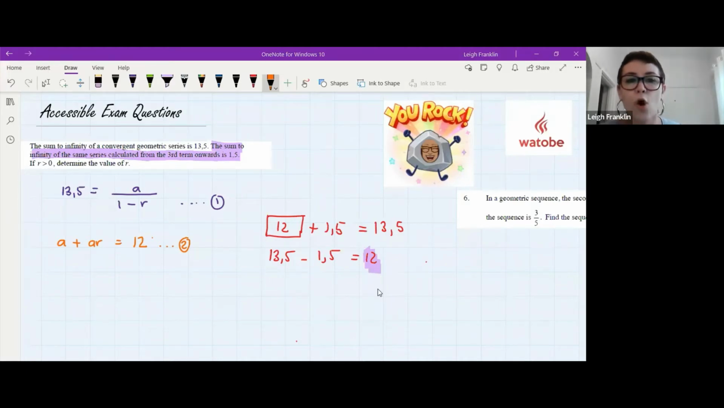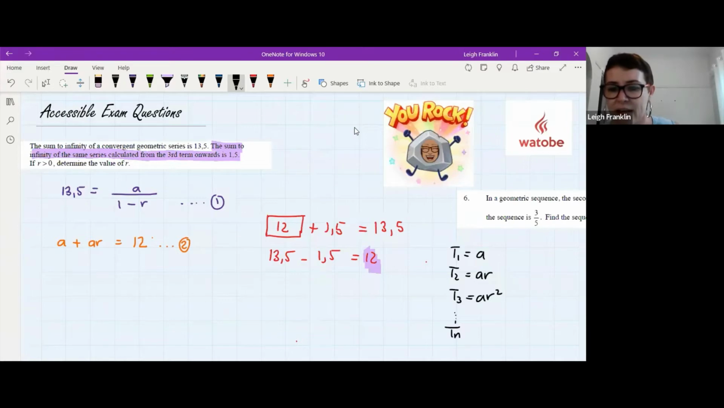When we're working with a geometric series, we've got a common ratio. So for any geometric series, term one is always A, term two is always AR, and term three is AR squared. Remember, this comes from our nth term: TN equals AR to the N minus one. So that's how I'm writing term one and term two. All right, so that's how we got that.